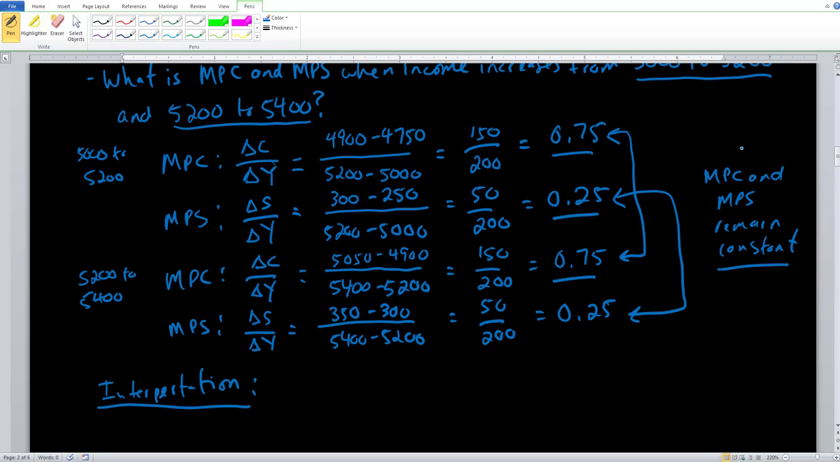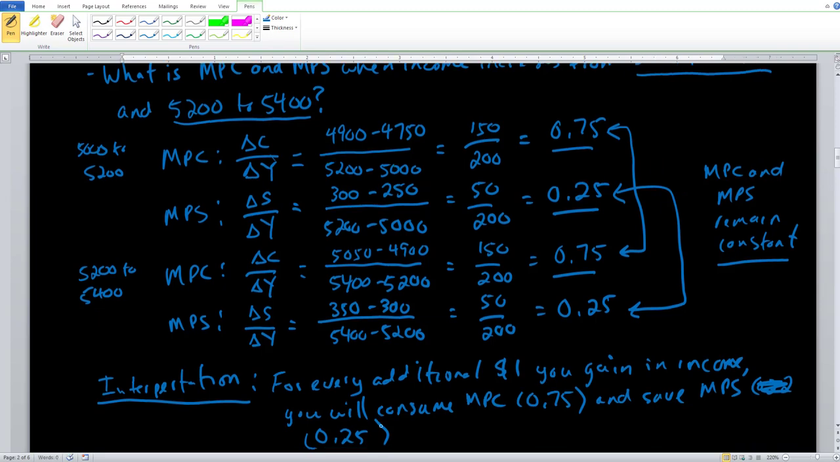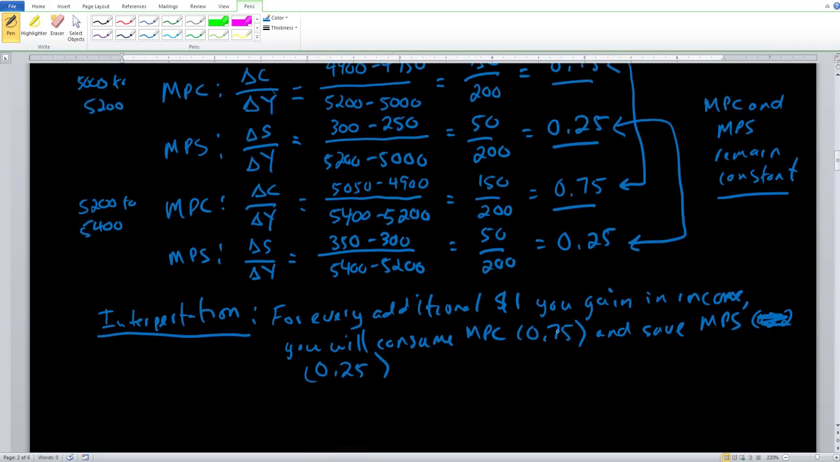So MPC, the MPS, the additional changes that accrue to us, it tells us that for every additional $1 you gain in income, you will consume the MPC, which is 0.75, and save the MPS, in this case 0.25. So here, for every additional $1 you gain in income, you will consume an additional 75%, and you will save an additional 25% in this sort of case.